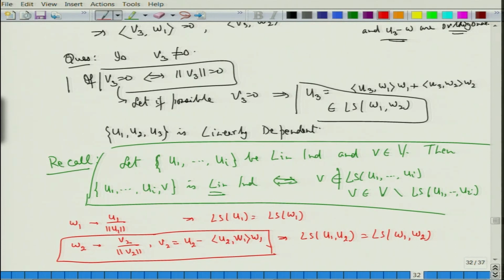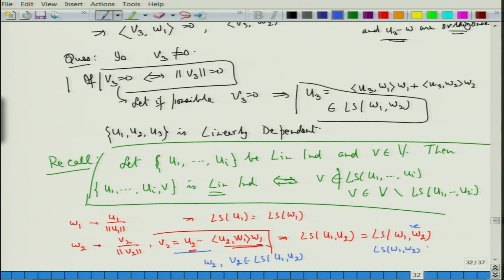So, understand here, if I want to look at the linear span of u1, u2, then w1 is already in the linear span of u1. So, this is in u1, I am looking at u2. So, this part implies that v2 belongs to the linear span of u1, u2, and w2 is nothing but v2 upon its length. So, this implies that w2 also belongs to this part, fine. So, both belong to it, therefore, this is a subset of this. So, we have shown that LS of w1, w2 is a subset of LS of u1, u2, fine.